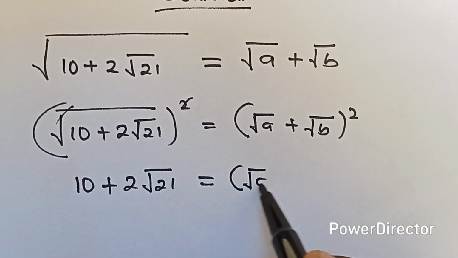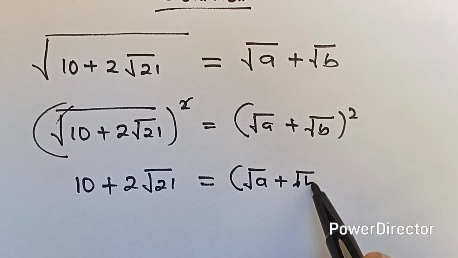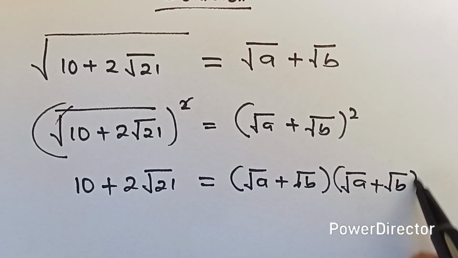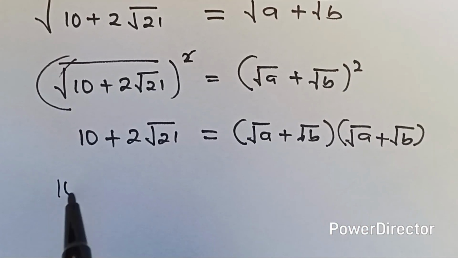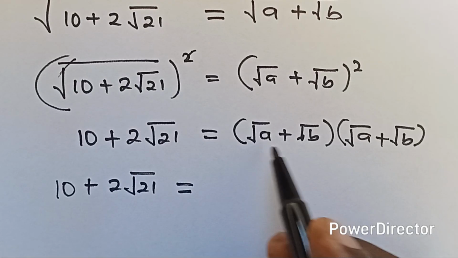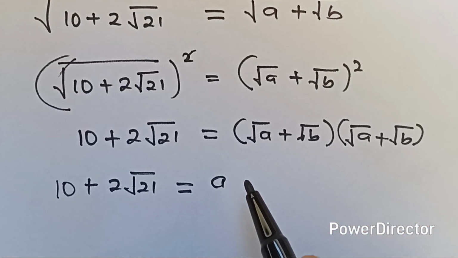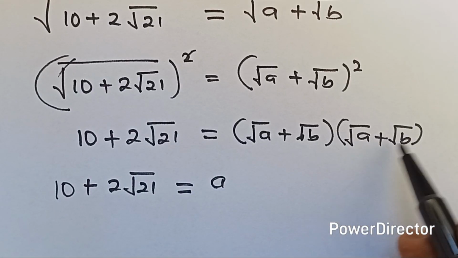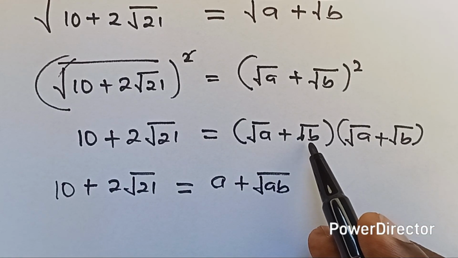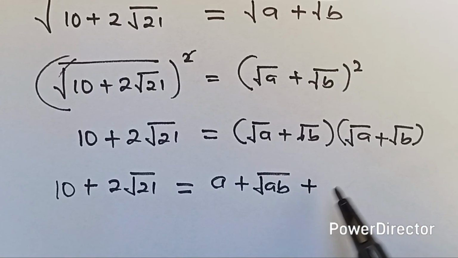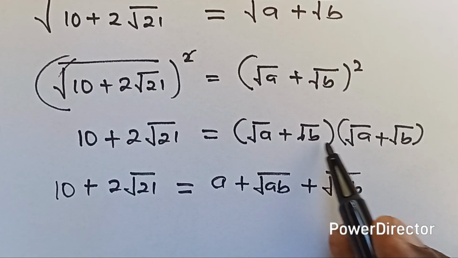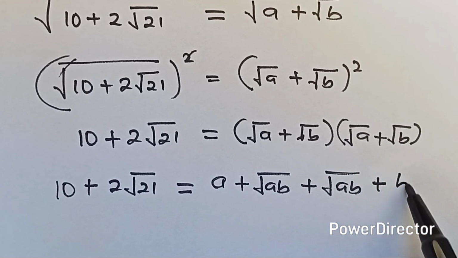So we have root a plus root b, multiplying root a plus root b. Okay, now let's expand that. Let's open the bracket and see. Root a times root a will give us a. Then root a times root b will give us root ab. Now root b times root a will also give us root ab. And then root b times root b will give us b.